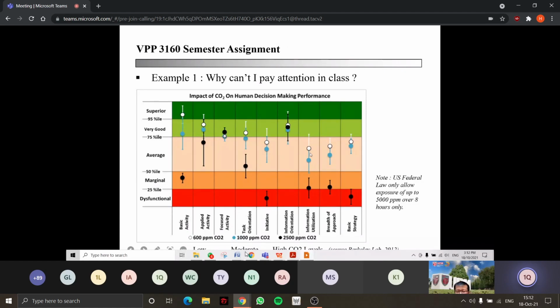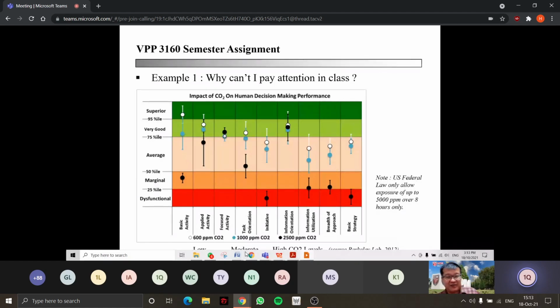You can see that when the CO2 becomes higher and higher, like 2500, the person actually loses initiative. They don't want to pay any attention to anything anymore. So this is actually something that is detrimental, something that you really need to understand, because without understanding this, you may not be able to solve the problem.